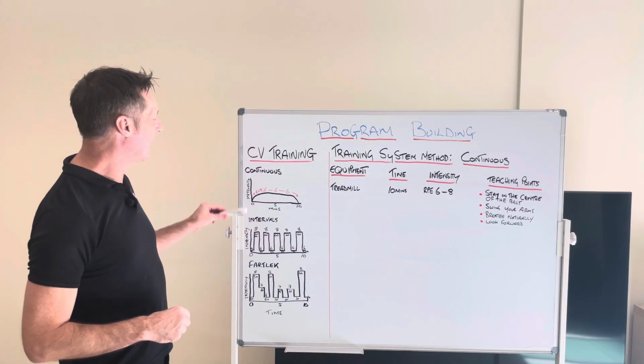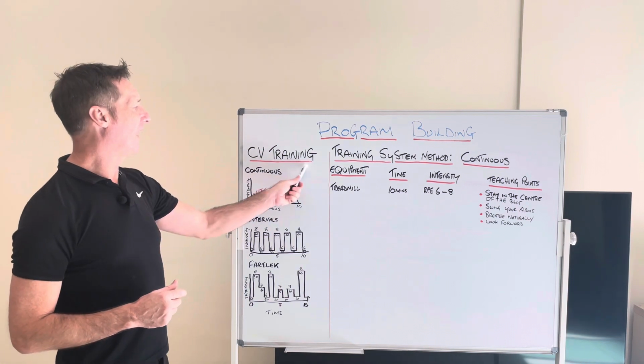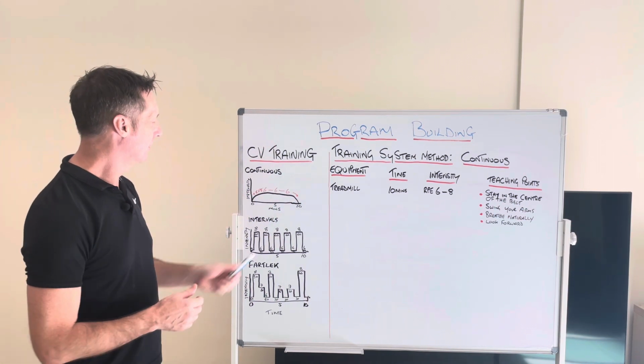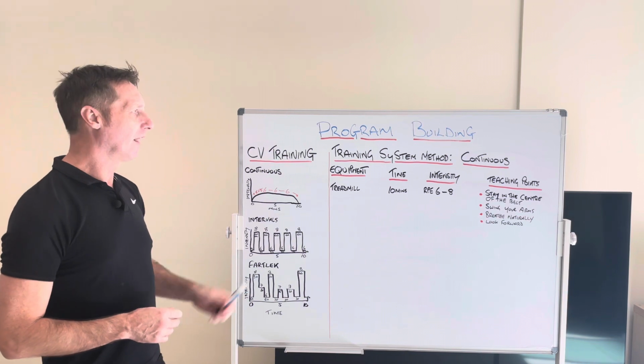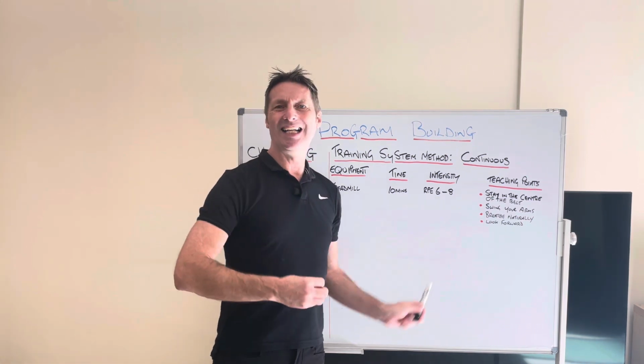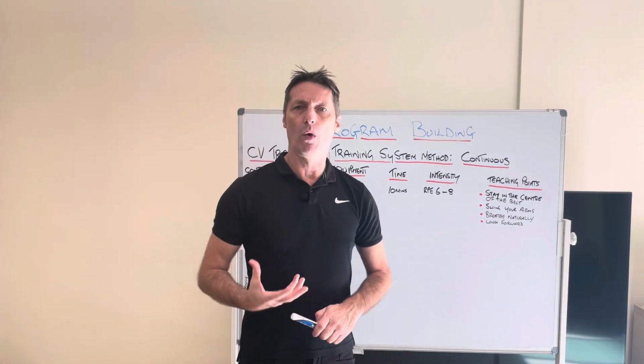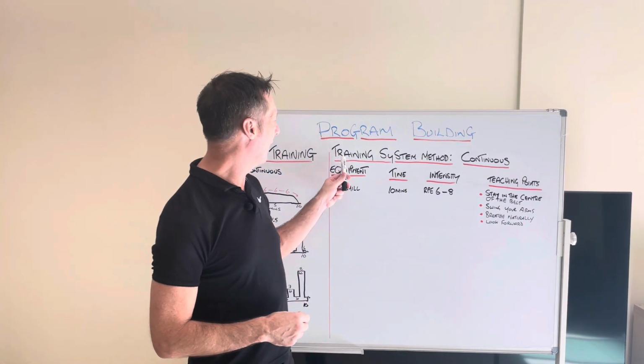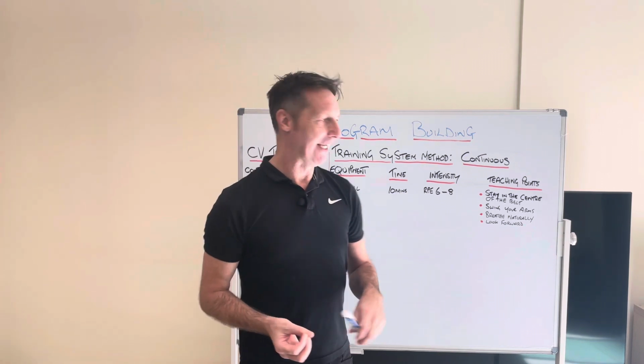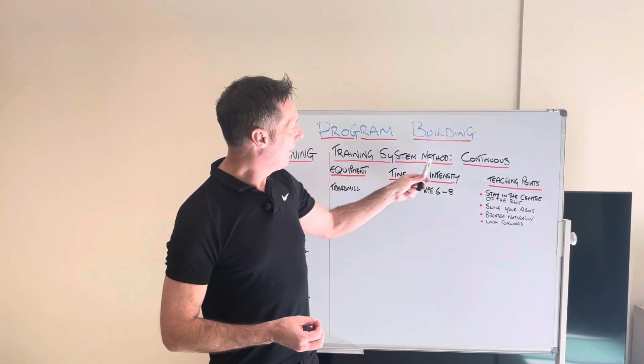So these are the three types of cardiovascular training: continuous, intervals, and fartlek, that we can use when we're designing our program for our clients. Remember, we've just done the warm-up. Now we're going to look at the main CV training, the training system method.